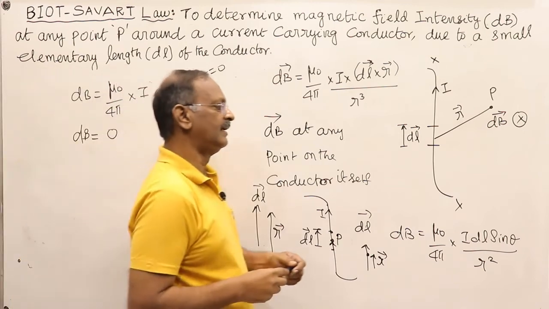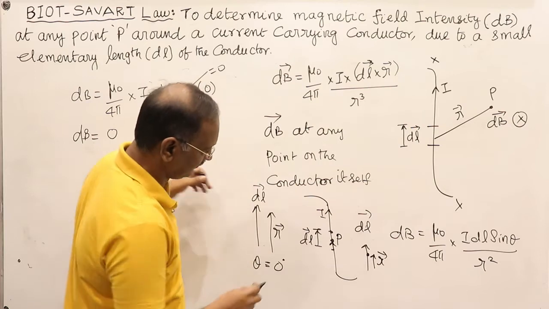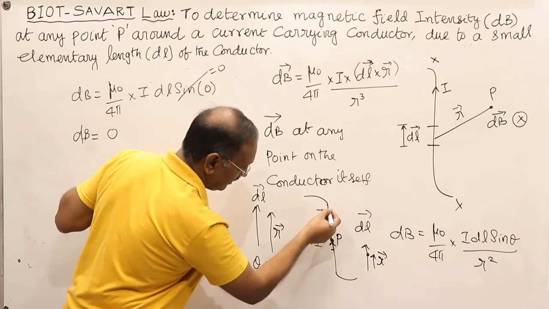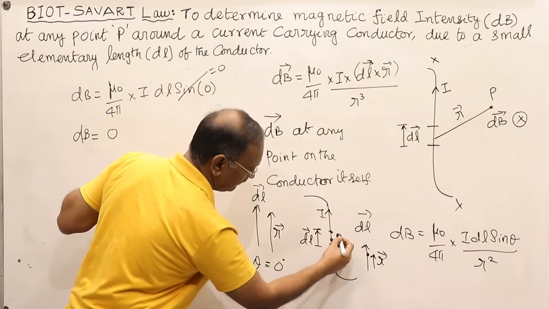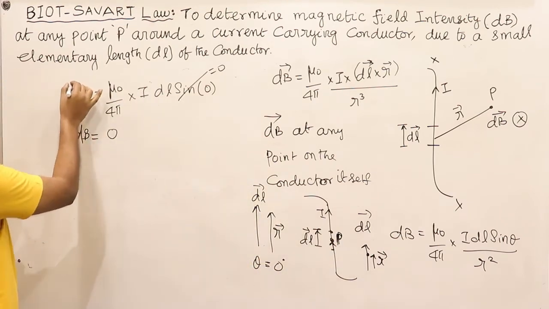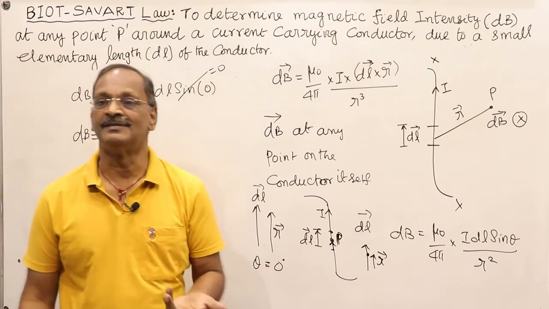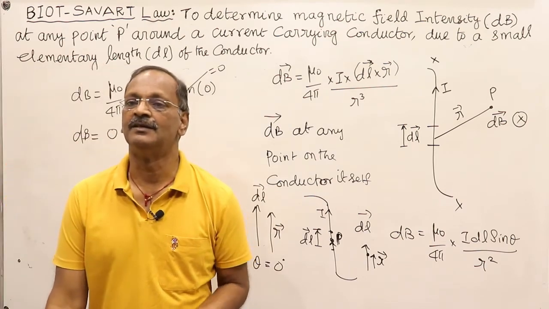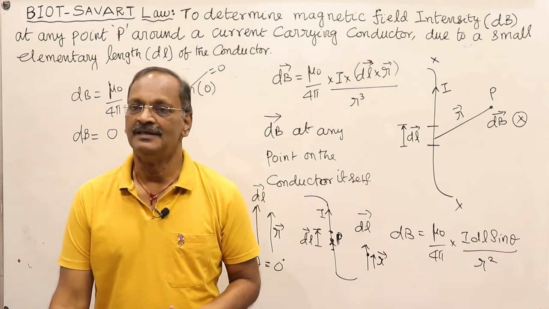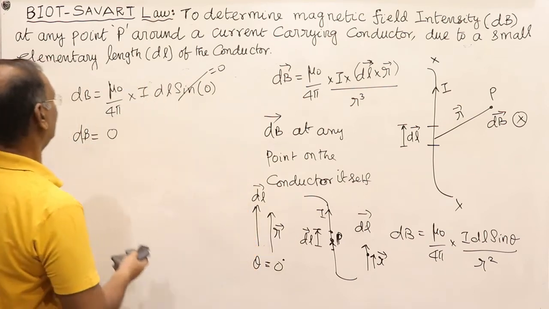It means we can conclude that the magnetic field produced at any point P on the conductor itself is equal to 0, and once the magnetic field is 0, we need not worry about the direction because it is a 0 vector.